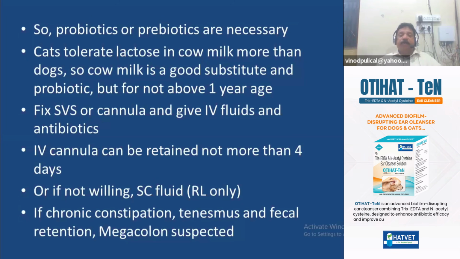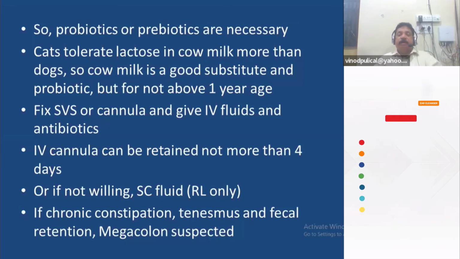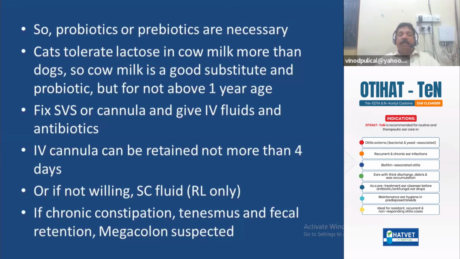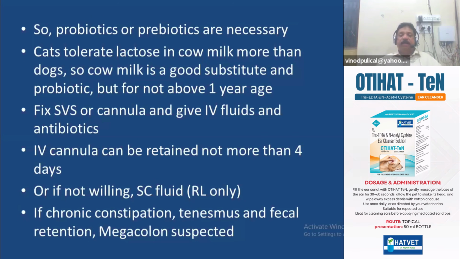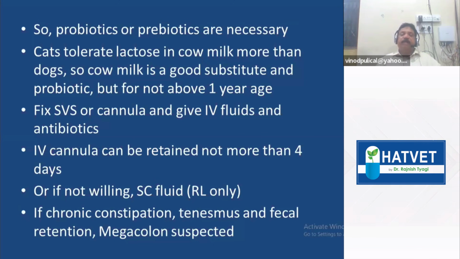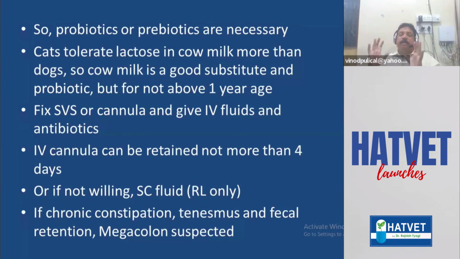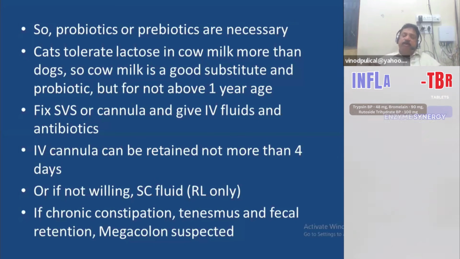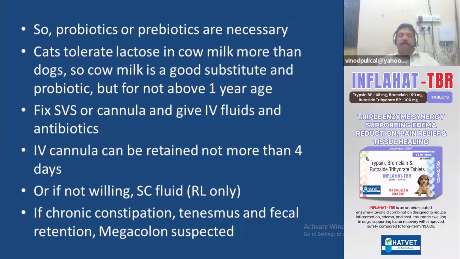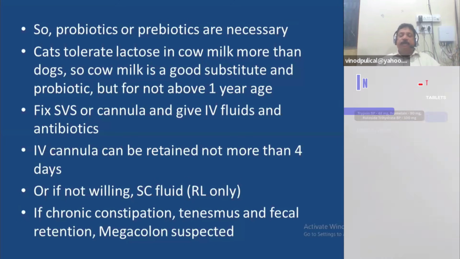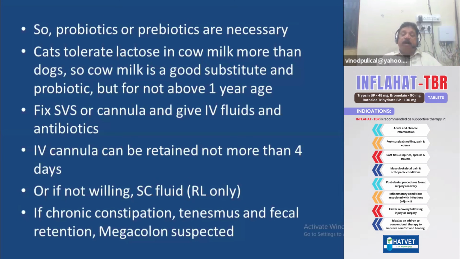And you can fix the scalp vein set or the cannula and give IV fluids and antibiotics. If it is not cooperating with you, you can knock it down with 0.2 milligram per kg of xylazine and then safely cannulate it. And if the client is not ready to sedate the animal, then you can go for subcutaneous Ringer's lactate. That also is sufficient. In chronic constipation, tenesmus and fecal retention, megacolon also can be suspected.